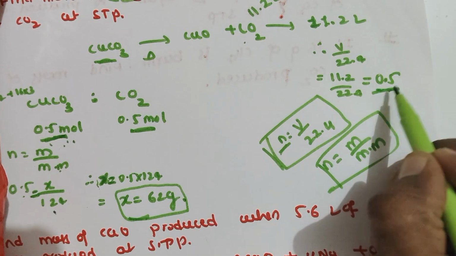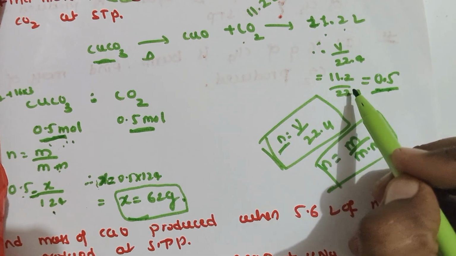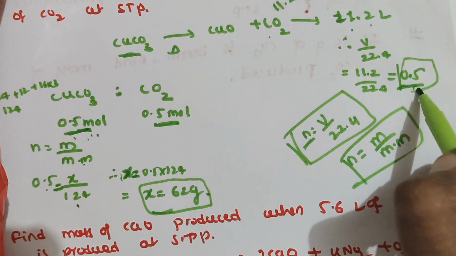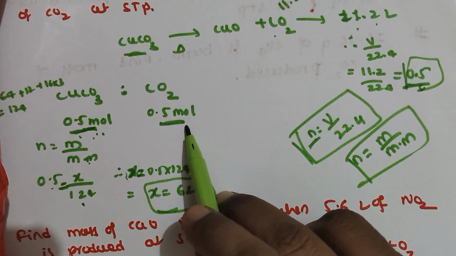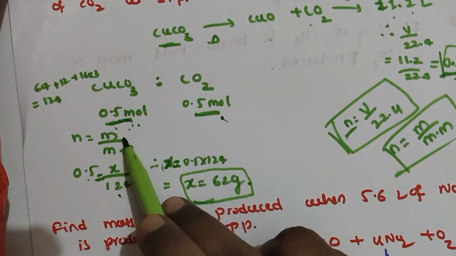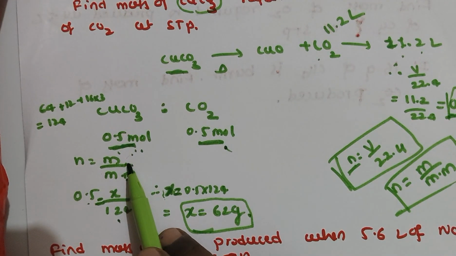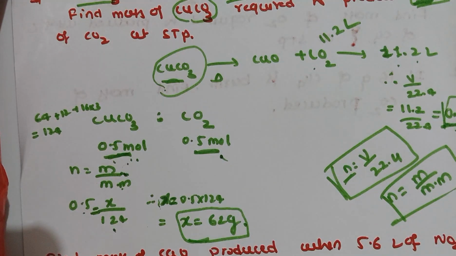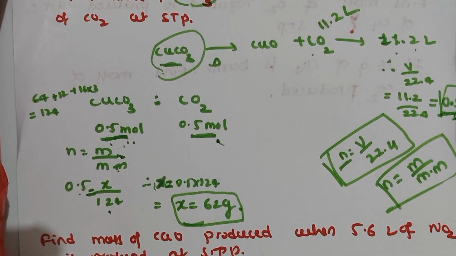How do we get 0.5? 0.5 is the number of moles: 11.2 divided by 22.4 liter. On solving this we get 0.5. Take this 0.5 here. Is this clear to everyone? How do we get this 0.5? We get this 0.5 by the CuCO3 calculation. Is this clear to everyone?